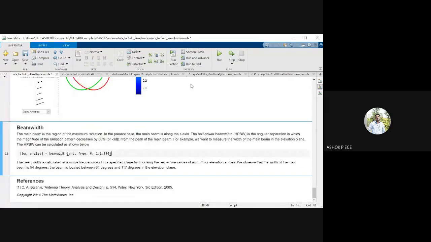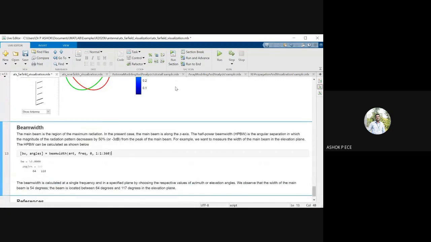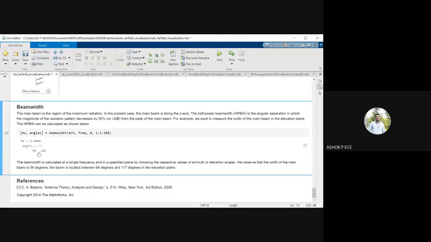Next one, beam width. Any antenna, you will find the beam width. If the beam width is very, very narrow, it means the antenna is sending out a sharp beam. So see here the beam width. The beam width is 52 degrees. 52 degrees is very, very big. 2 times your beam width is going to be the angle, so it is 104.